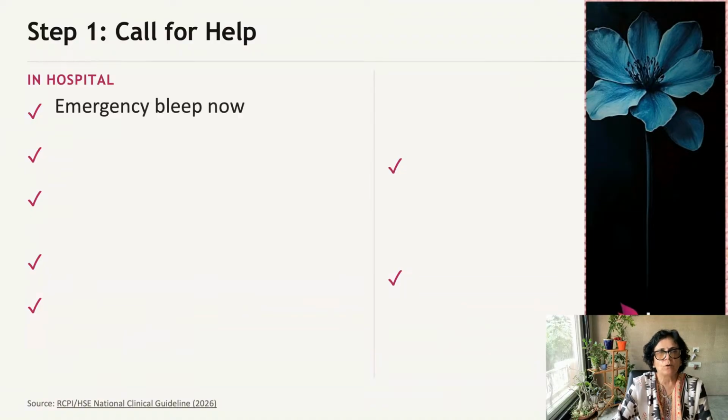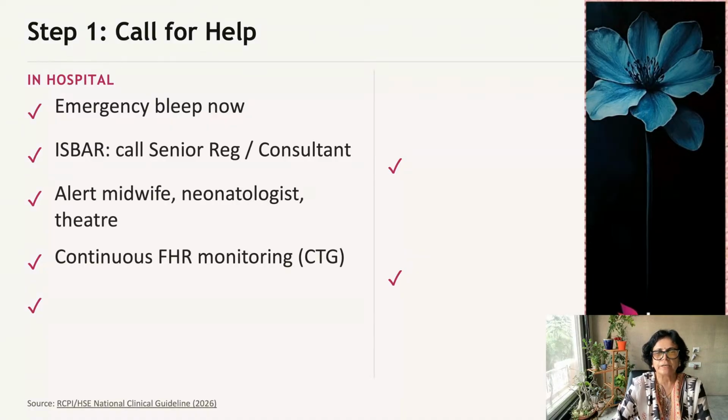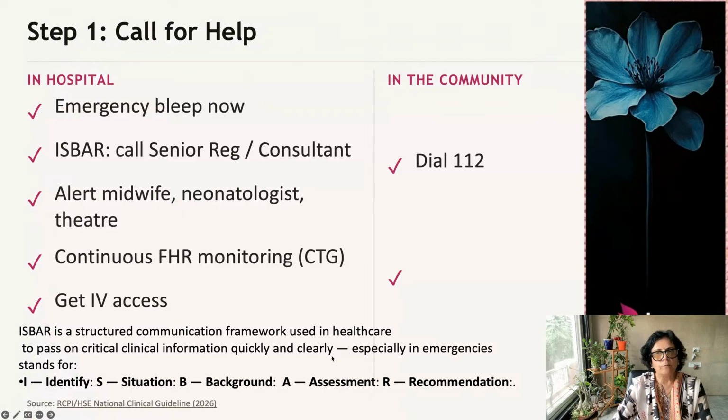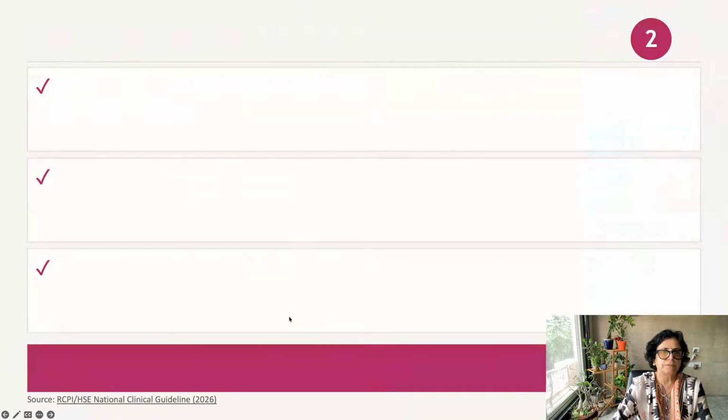Step 1, call for help in the hospital. Emergency bleep now. ISBAR: call the senior registrar, consultant, alert the midwife, neonatologist and theater, start continuous fetal heart monitoring, and get IV access. ISBAR is a structured communication framework used in healthcare to pass critical clinical information quickly and clearly, especially in emergencies. I stands for identity, S for situation, B for background, A for assessment, and R for recommendation. In the community, dial 112 and inform the receiving hospital for the transfer.